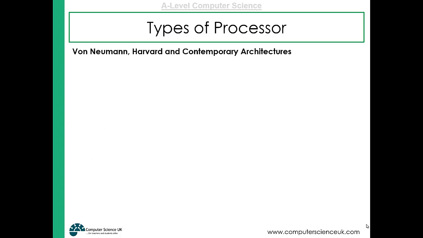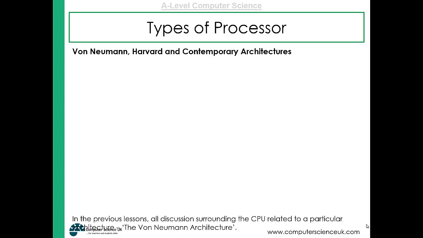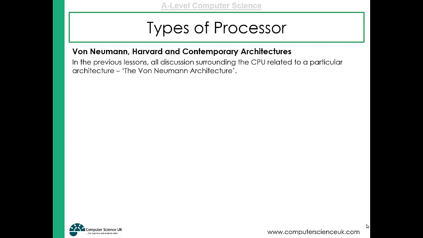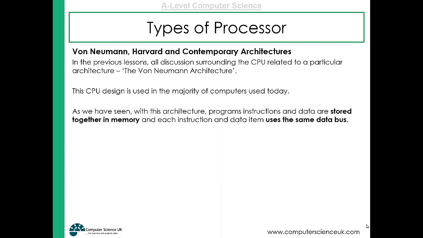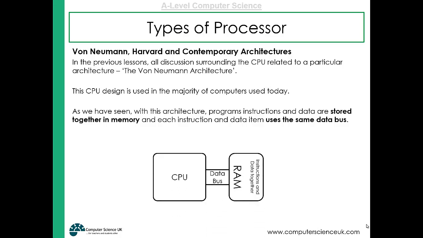Okay, so von Neumann, Harvard and contemporary architectures. Now in GCSE you would have learnt about the von Neumann architecture. It is used in pretty much the majority of computers these days. And what is important to recognize about the von Neumann architecture is that the instructions and data for a given program are stored together in memory. And each instruction and data item uses the same data bus to get to the CPU. And here's an example or a diagram to show that.